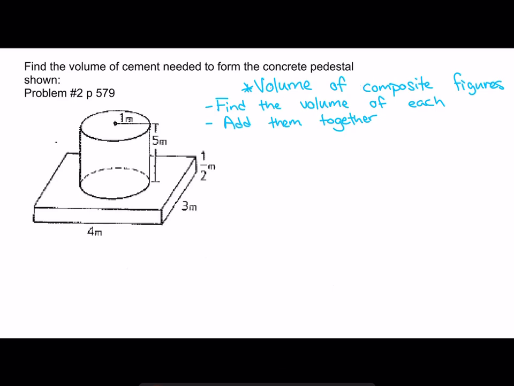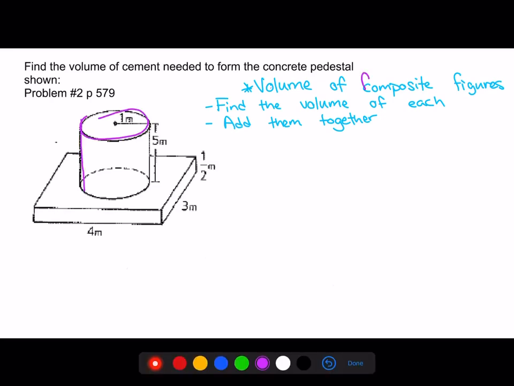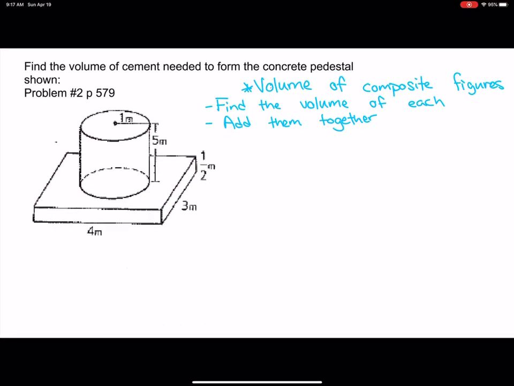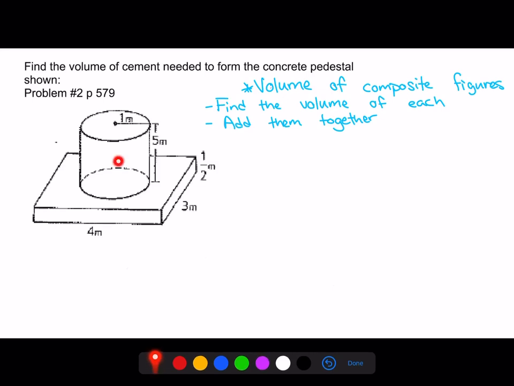And in this case, we're going to find the volume of the cylinder and then we're going to find the volume of the prism, and we're just going to add those two together. So that's all that we need to do with composite figures. Find the volume of one figure, then find the volume of the second figure, then add them together. That's it. So let's go ahead and do just that.